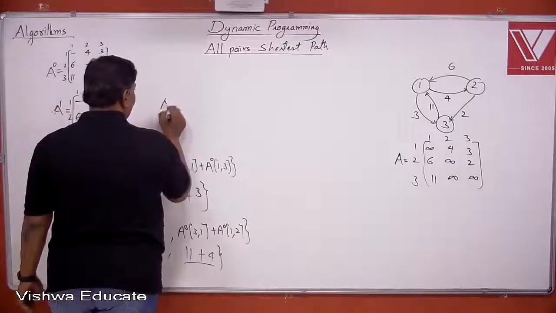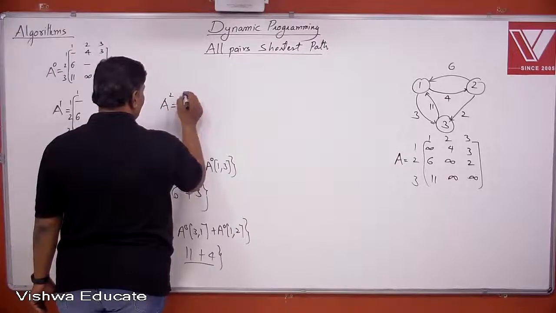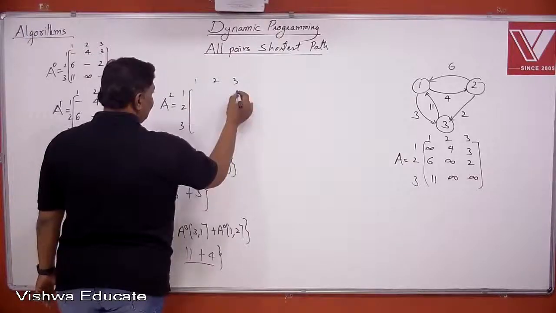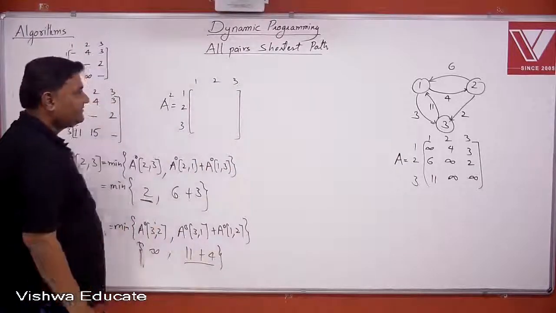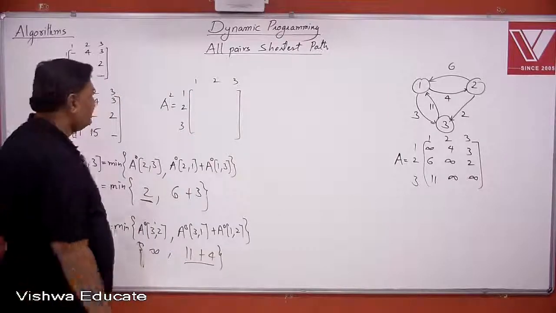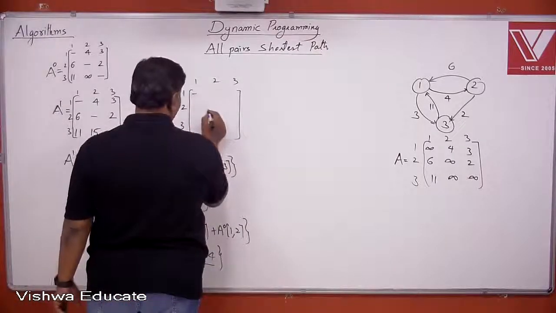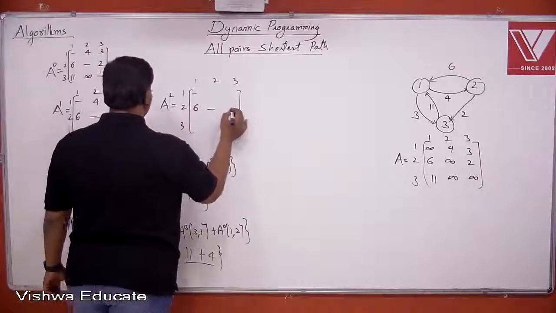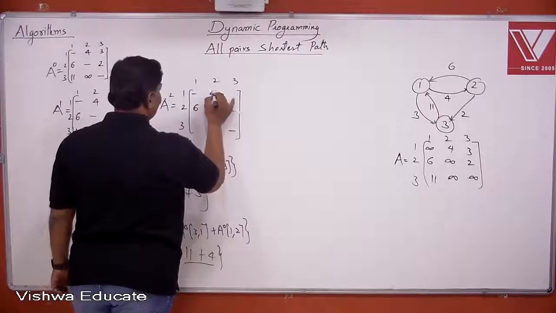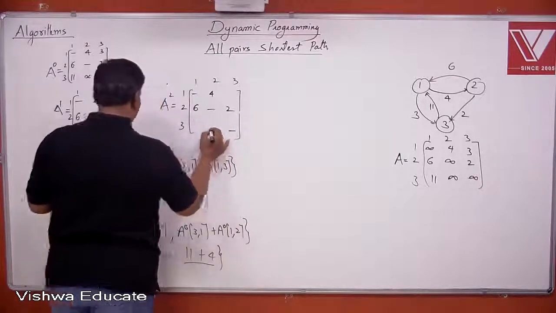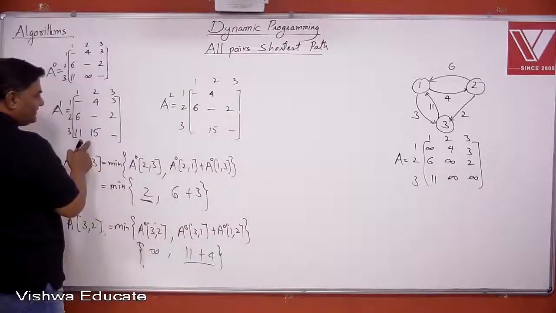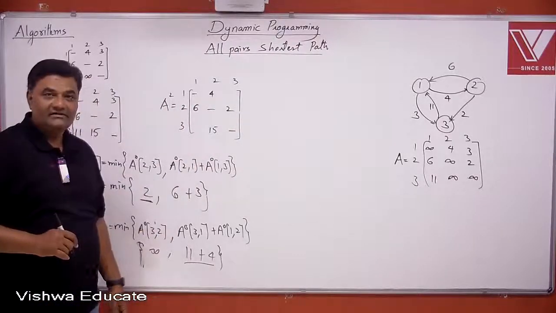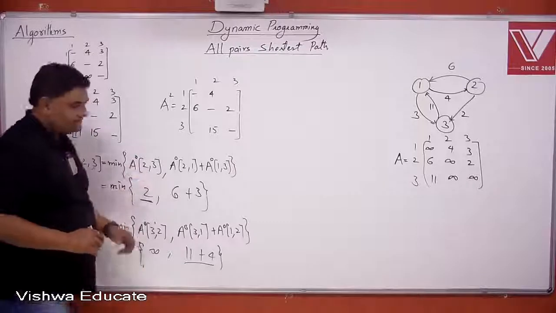Then I will find out A2. 1, 2, 3, 1, 2, 3. It means the shortest path between every pair of vertices going through vertex 2. So going through vertex 2 means these are infinity. I'll take them as they are. Now the second row and second column will not change because the second vertex is involved here. So these are as they are. This is 15 now, so we should take the values from here. Now only 1 to 3 and 3 to 1 will be modified.